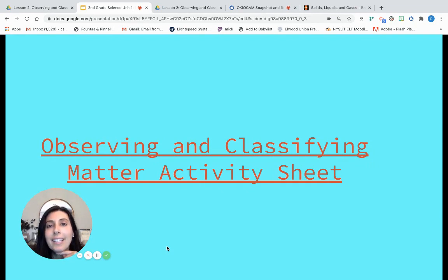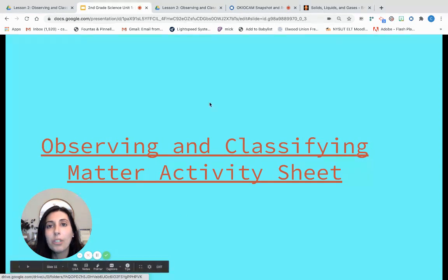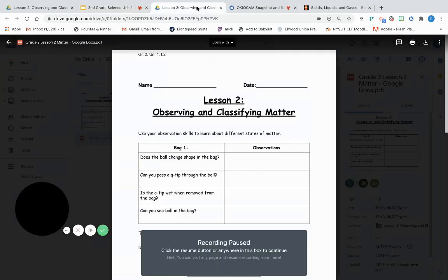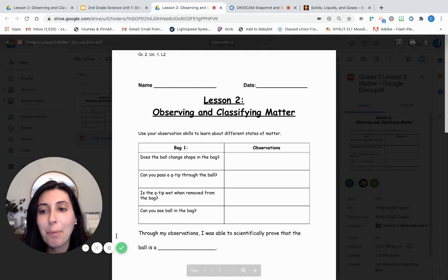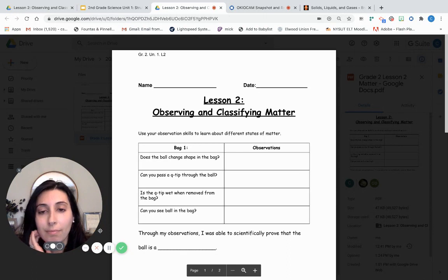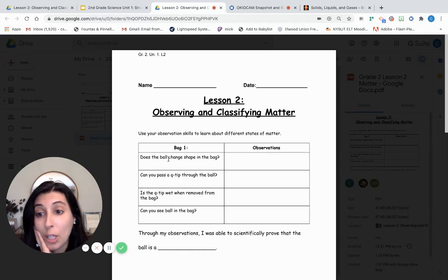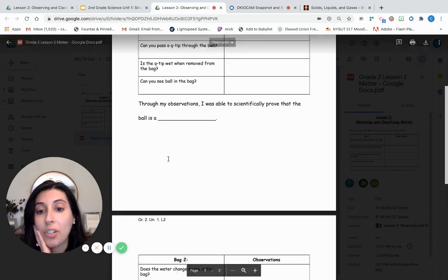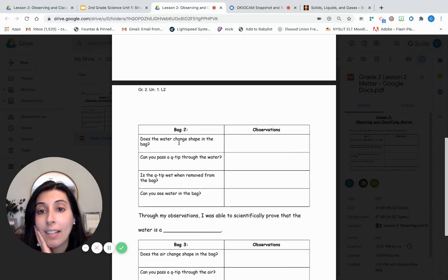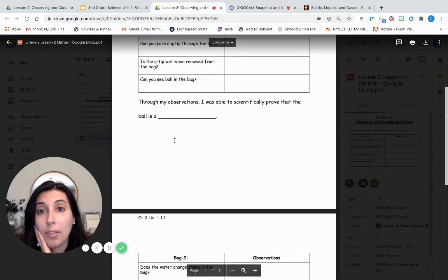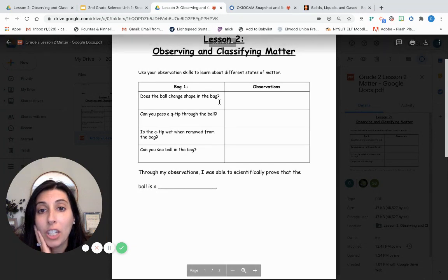Stop, look, and listen. So let me show you here the activity sheet that we'll be working on. And I wonder if you came up with any of the same questions that I came up with for this activity sheet. So one question is, does the, in this case it's ball, but you'll see the questions are the same across all 3 bags. I just changed one word in it. So this one says, does the ball change shape in the bag?